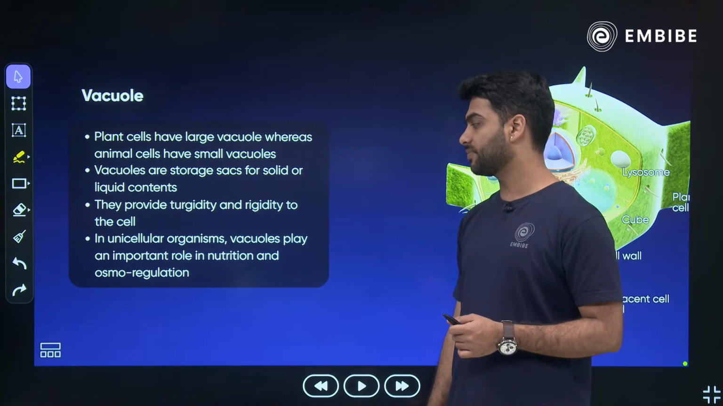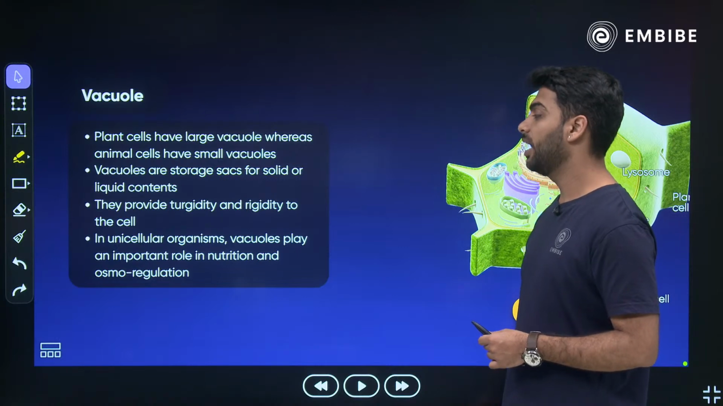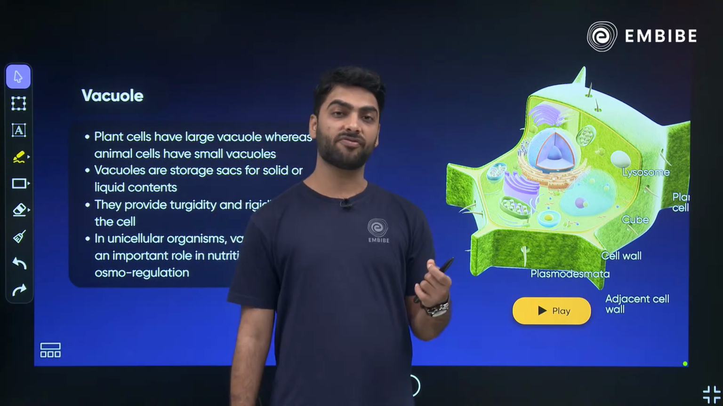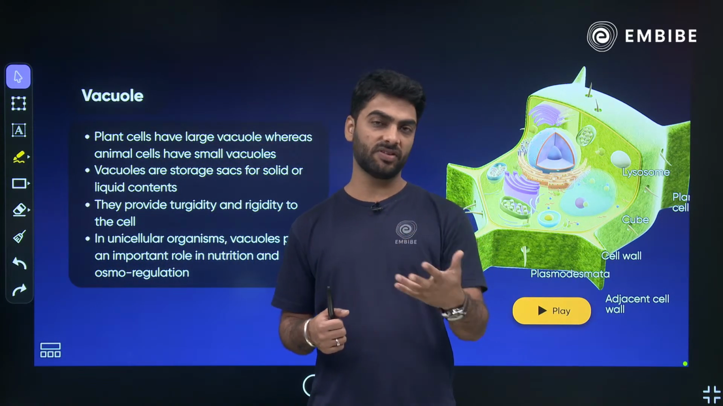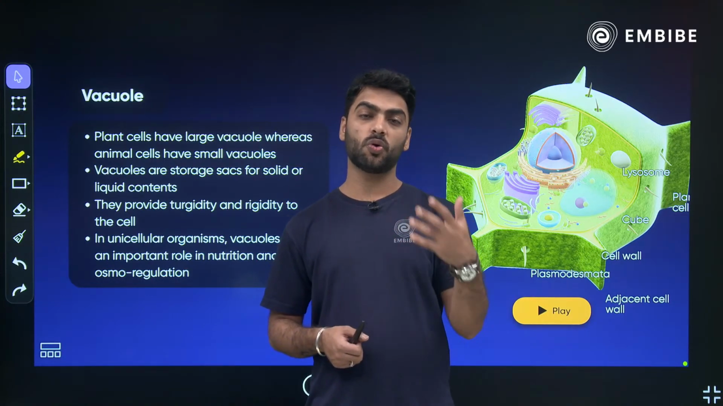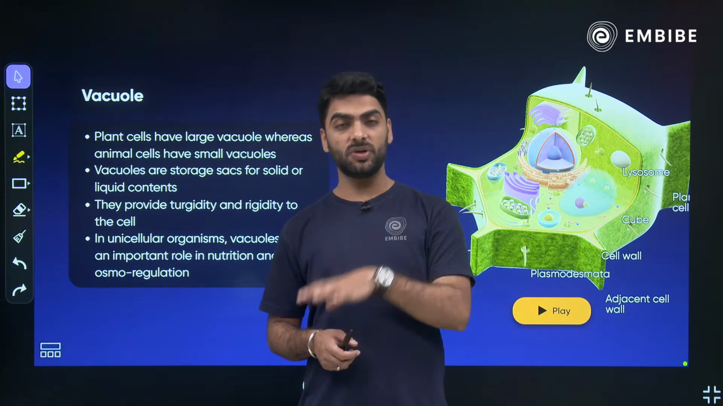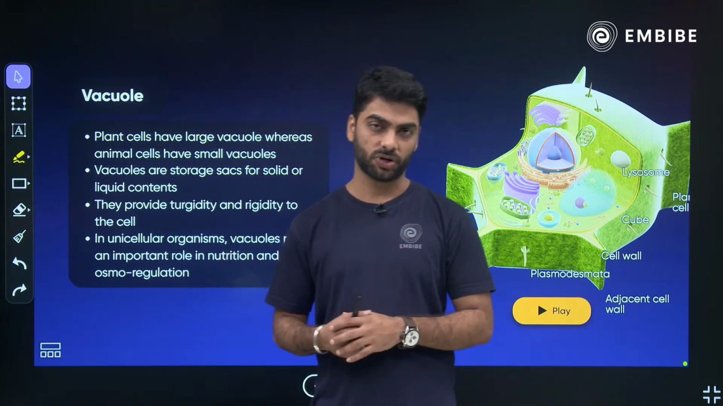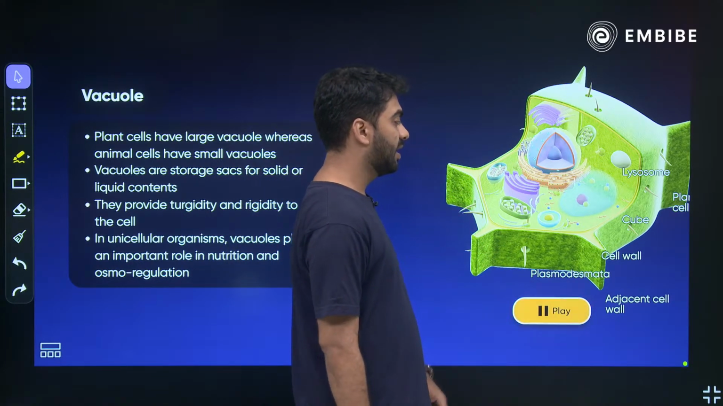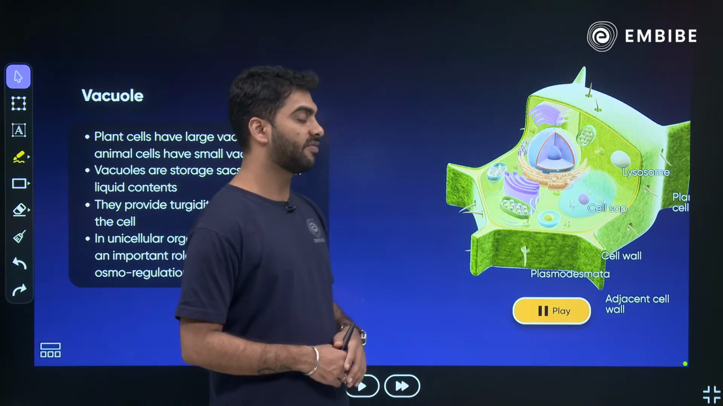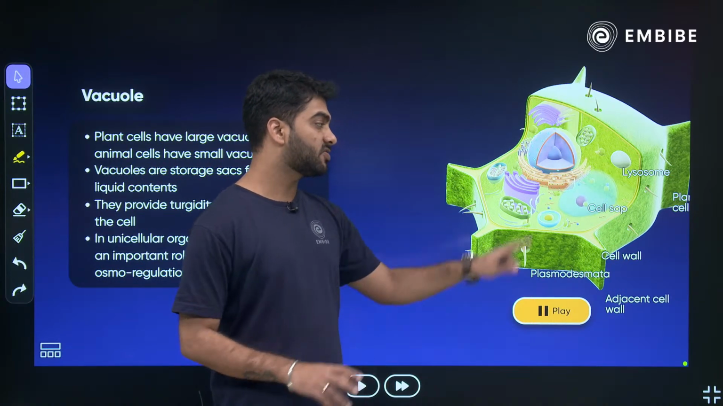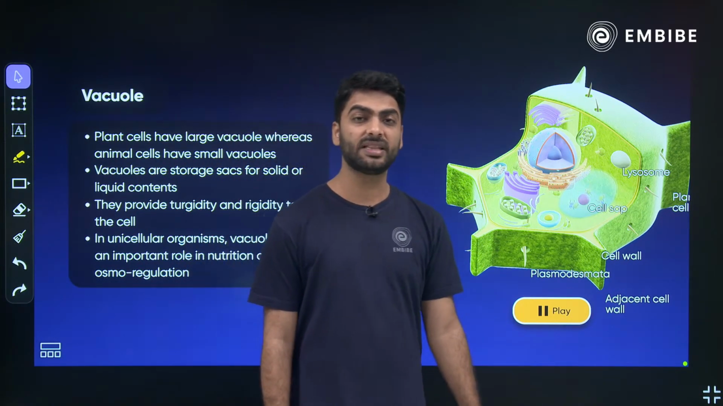In unicellular organisms, vacuoles have a very important role in nutrition and osmoregulation. Like if you talk about protists like amoeba, they have got a food vacuole which they create whenever they see food, and they have also got a contractile vacuole to store excess water. Okay? So vacuoles are smaller in animal cells and very big in plant cells. Almost 70 to 90% of the plant cell volume is occupied by the vacuole, and it is filled with cell sap.